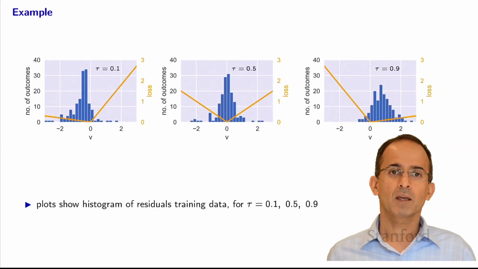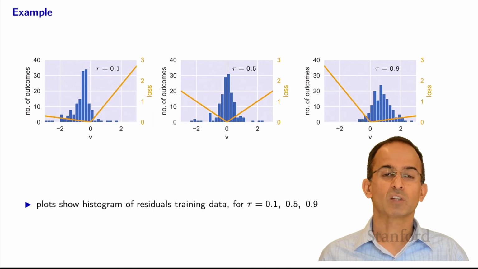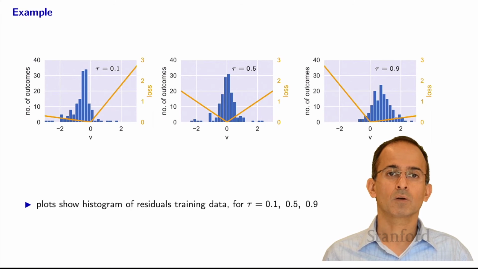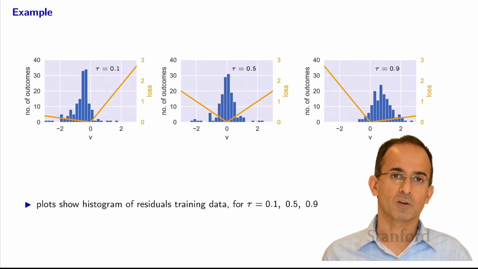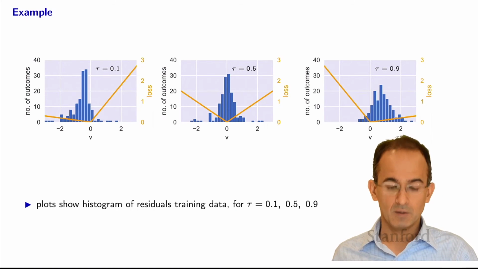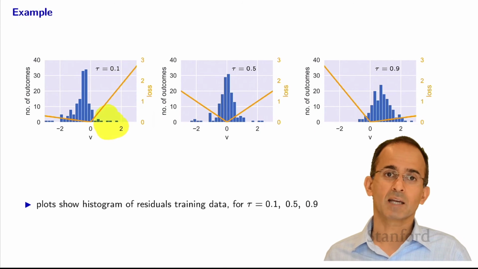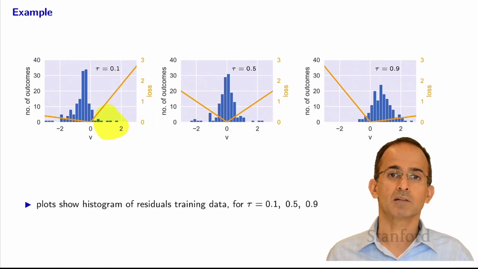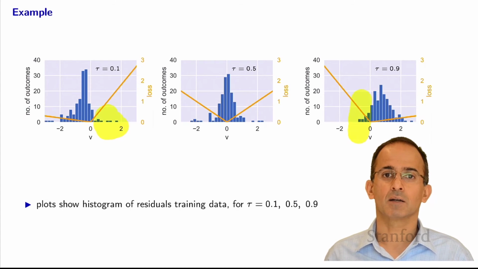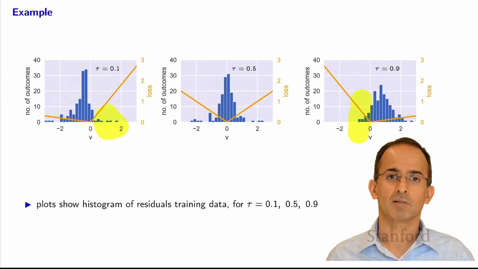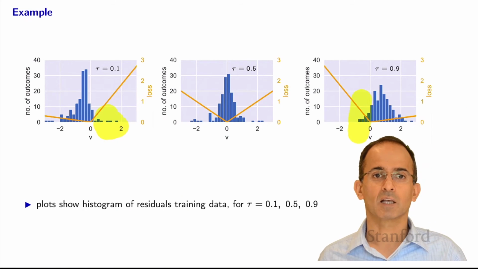Here's an example. Here we have, again, some random data that we've solved ERM for, where we're using a loss function which is a tilted loss function. And we can see exactly what we expect to see. When tau is 0.1, 90% of the data has a residual which is less than 0. When tau is 0.9, 10% of the data has a residual which is less than 0. And when tau is a half, about half of the data is on one side and half the data is on the other side.